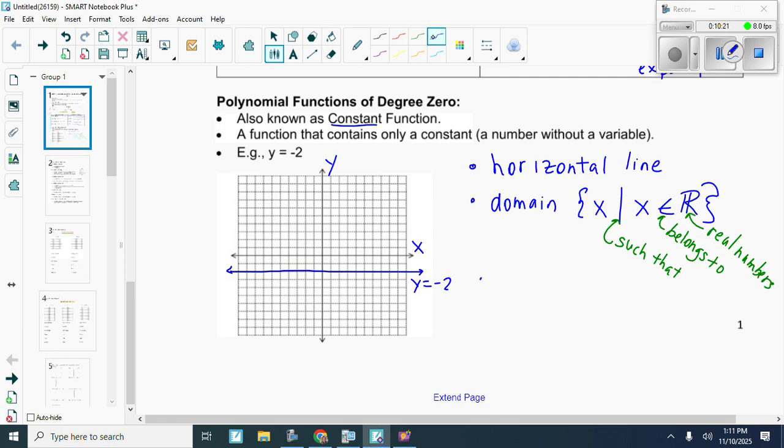Our range. Think of this as a temperature range, and you're looking at a thermometer. A thermometer runs up and down, so you're looking at range as your up and down value. In this case, the only value up and down is y equals -2. So y such that y is equal to -2. That's the restriction. Y is always going to be -2, no matter what. X can be anything. X could be -10, y is still going to be -2.